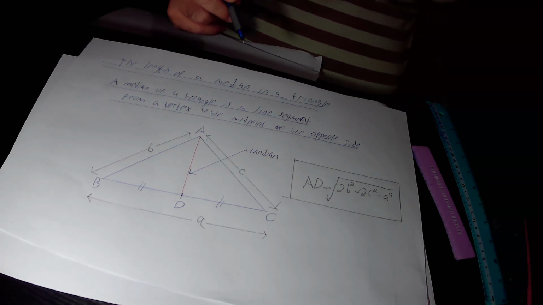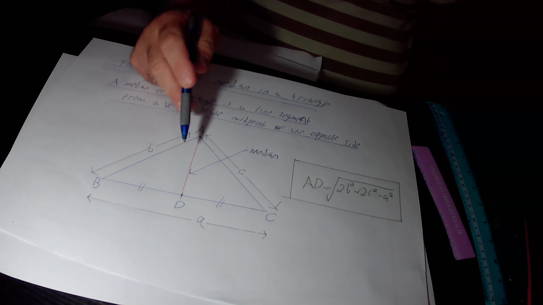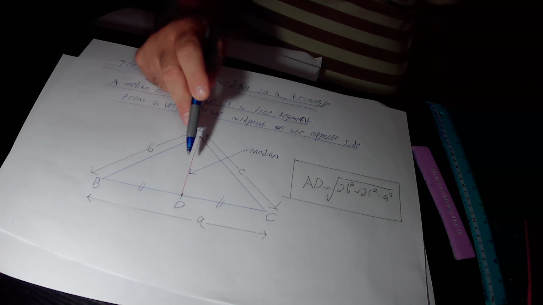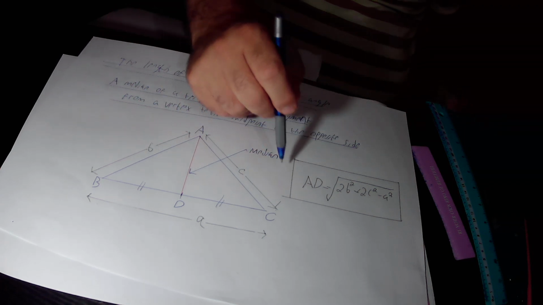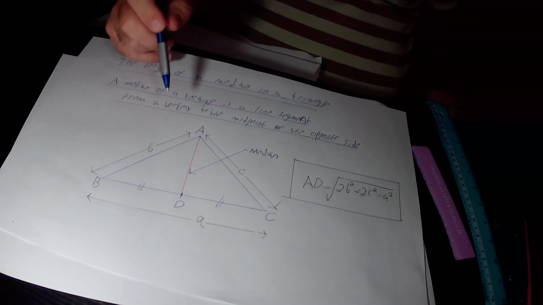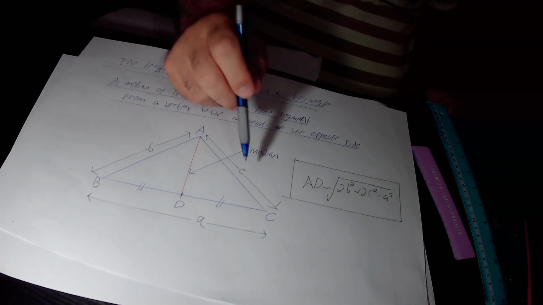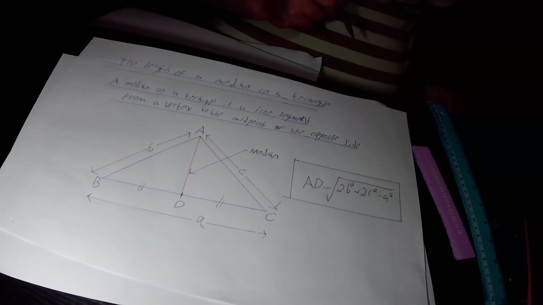So what is the length of the median AD? According to this formula, the length of median AD is equal to, first of all, this is triangle ABC, and in this triangle ABC, side AB equals B units in its length, side AC equals C units in its length, and side BC equals A units in its length.